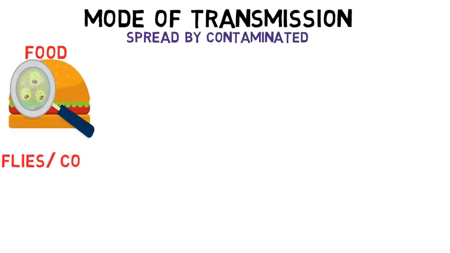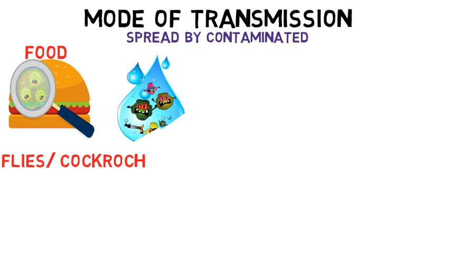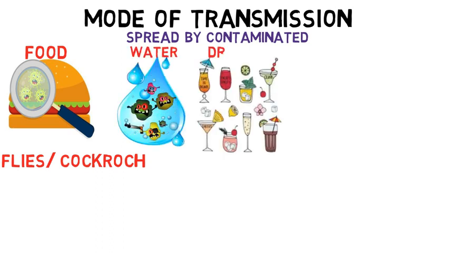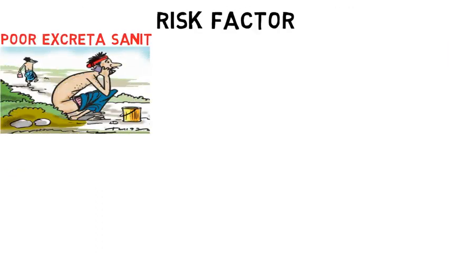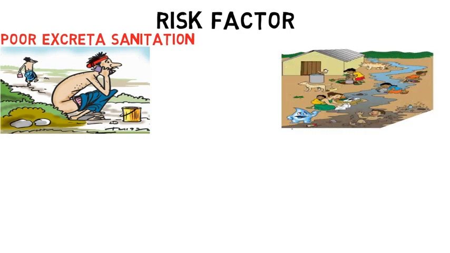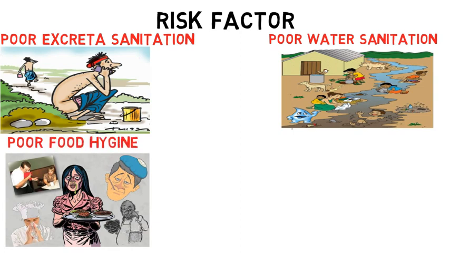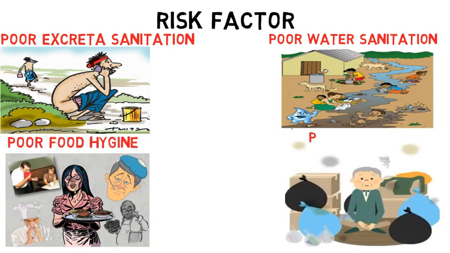Dysentery can be transmitted by contaminated food, and food gets mostly contaminated by flies and cockroaches when poor food hygiene is maintained, contact with contaminated water and other types of drink, and direct contact with an infected person. Following are the risk factors of dysentery: poor excreta sanitation, poor water sanitation, poor food hygiene, and poor personal hygiene.